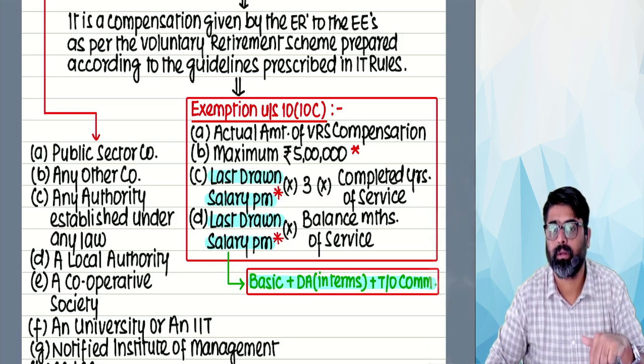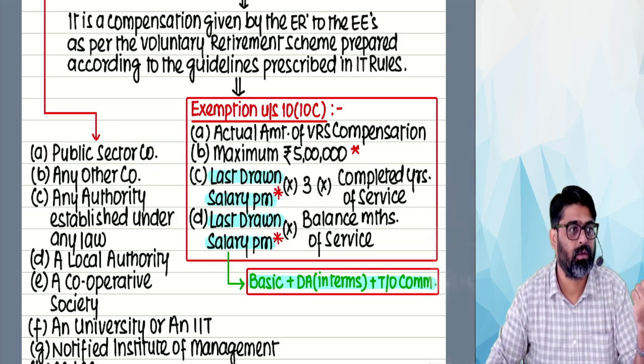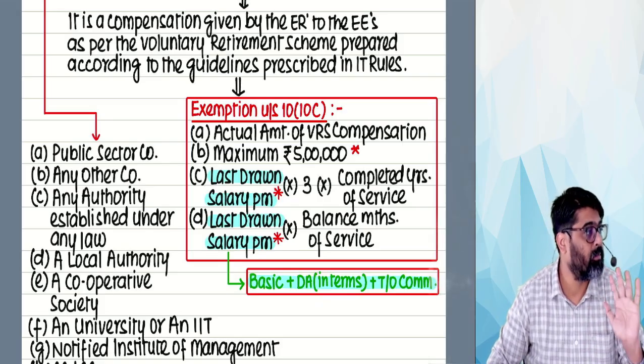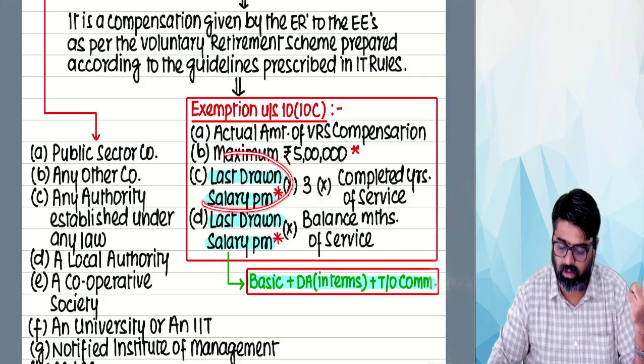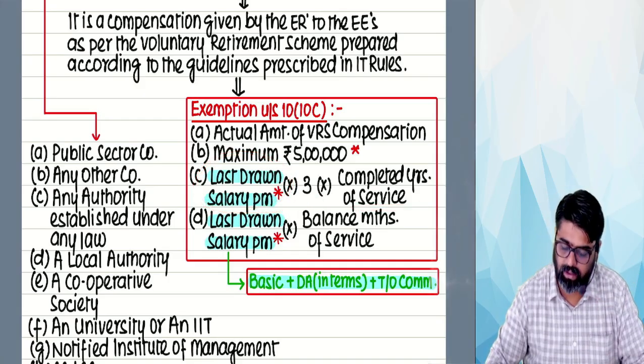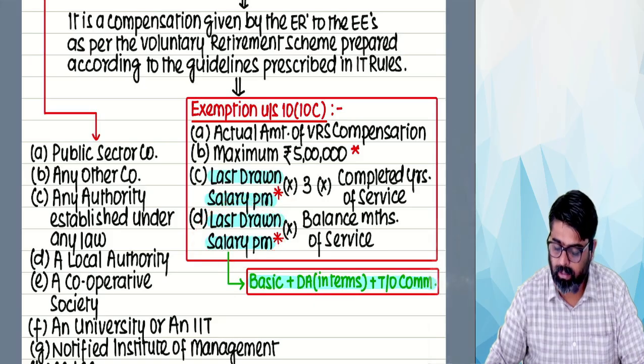Of which month? Last month. Ignore the month of voluntary retirement. Take the immediately preceding month. What was your basic, DA in terms and turnover commission? That is your last drawn salary, into 3, into completed years of service.